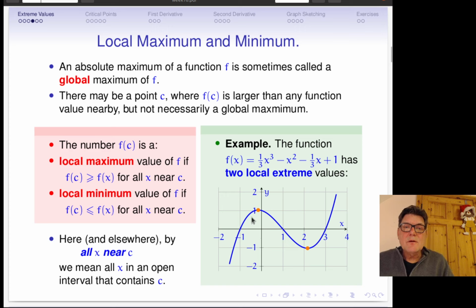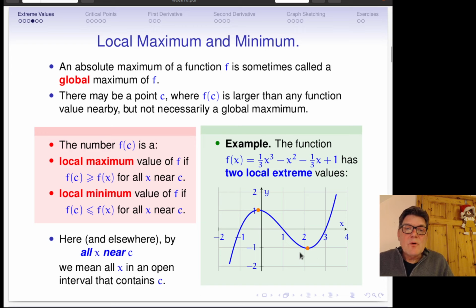orange dot here, which has the property that the function value here is larger than any function value nearby, but it's not the global maximum because this cubic polynomial has the property that f of x goes to infinity as x goes to infinity. So f of x grows arbitrarily large. Still, there's this point of interest, a point c on the x-axis where the value is bigger than any value nearby, and that's a local maximum.